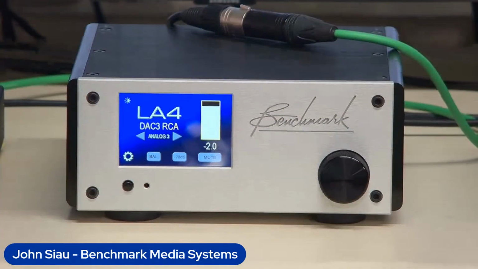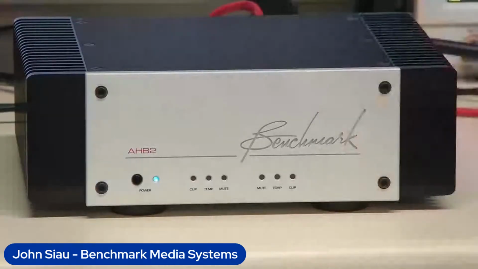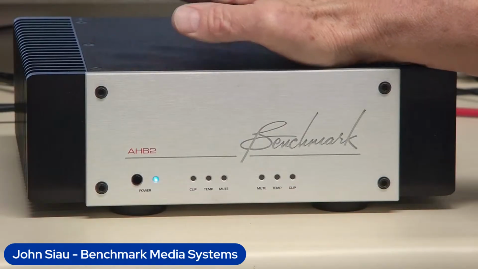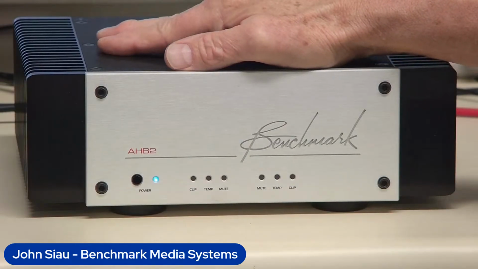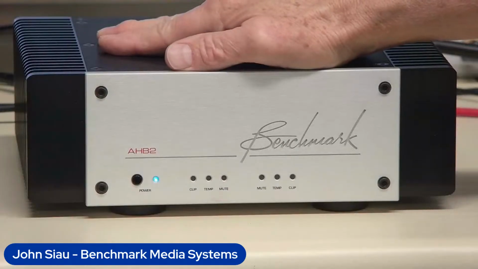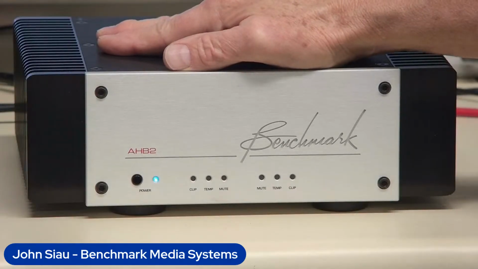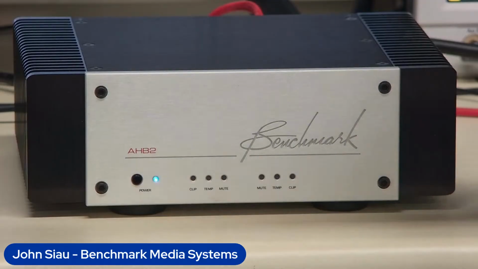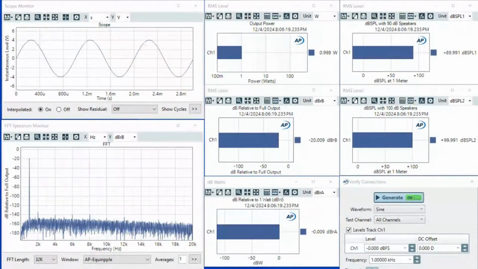And the power amplifier is a Benchmark AHB2 power amplifier. This power amplifier delivers 132 dB signal to noise ratio in stereo mode, and it delivers 135 dB signal to noise ratio in bridged mono. And you're actually going to see that 132 dB number when we're doing the stereo test here. If you go to the background screen there, I'll explain what we have.